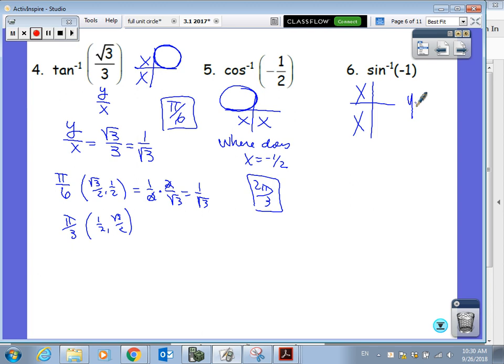So we're looking for where does y equal -1 in quadrants 1 or 4. So what would the answer to that one be? Good, -pi/2. It is not 3 pi/2 because 3 pi/2 would take us into and through quadrant 3, and we cannot go into or through quadrant 3 for inverses. We have to start at standard position and go down, which would be in a negative direction. Questions on those?